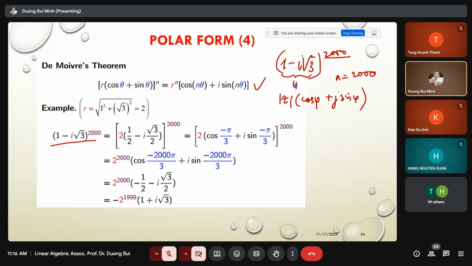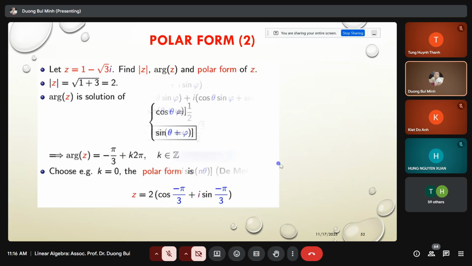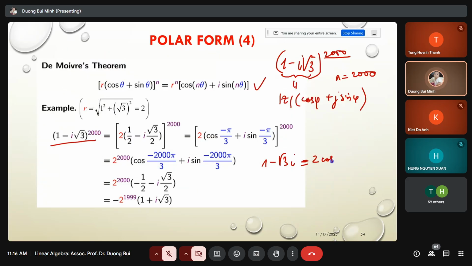And we know the modulus of 1 minus square root of 3 i is 2. We calculated that before. So it is 2 (cosine minus pi over 3 plus j sine minus pi over 3), and then to the power of 2000. Okay, and then we apply the formula.